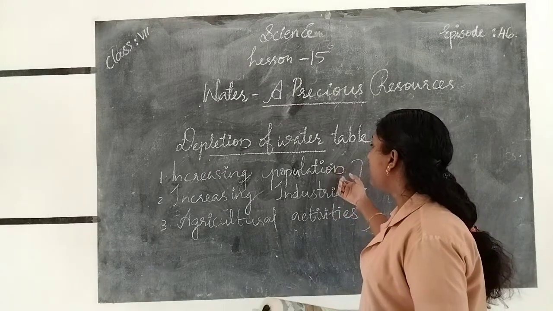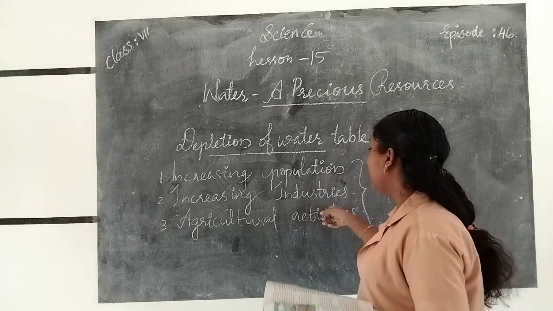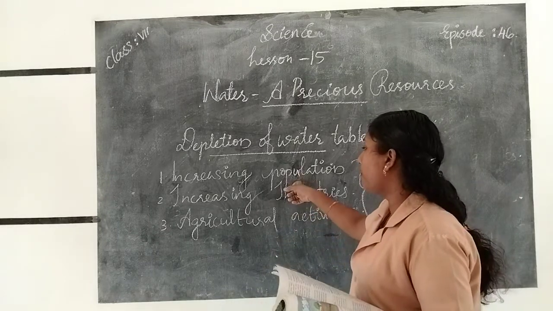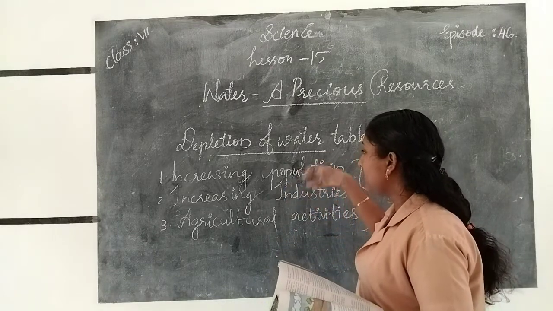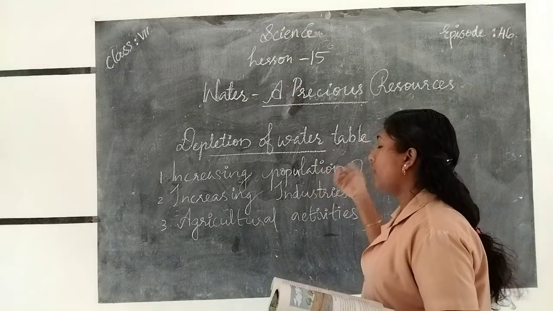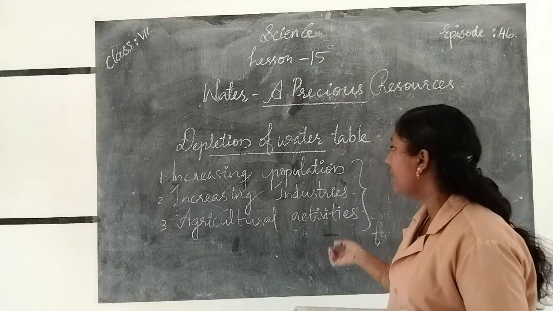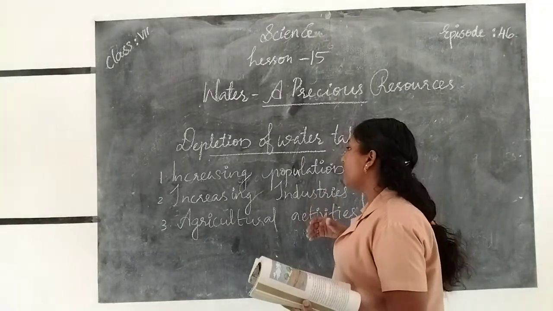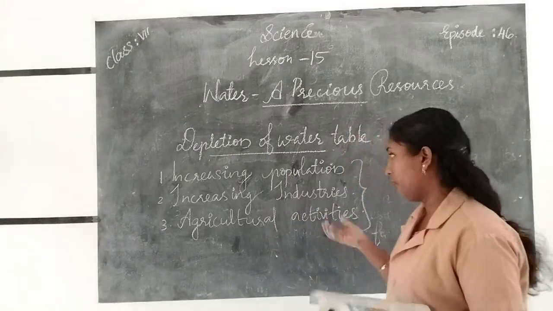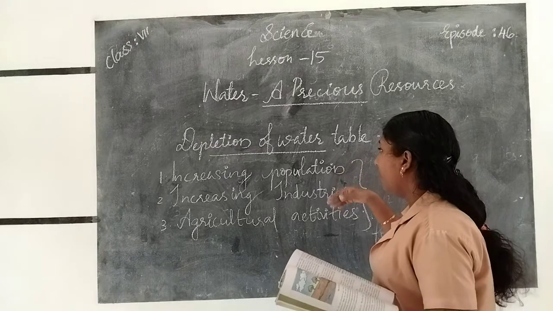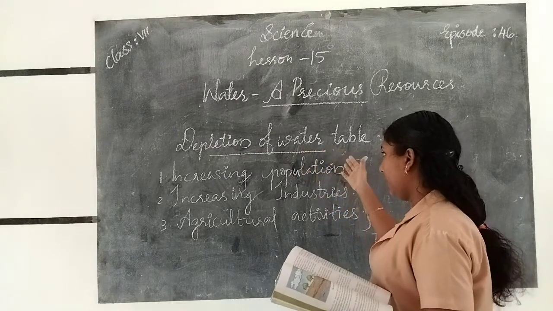First one, increasing population. Second one, increasing industries. Third one, agricultural activities. We know increasing population. Now the population is increased day by day. So the construction of houses, shops, offices, etc. were increased. For the construction of these buildings, we need water. So if we use lots of water, due to that, the water table goes down. That means the depletion of the water table takes place.